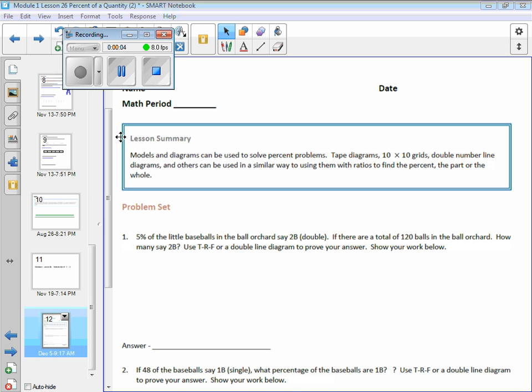Okay, so I know a lot of you had some difficulties with last night's homework, so we're going to go over it in detail today.